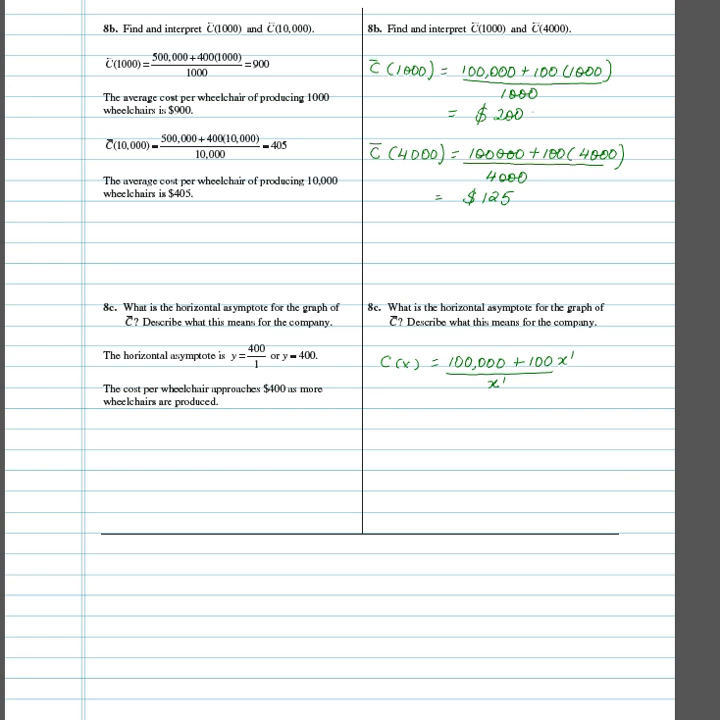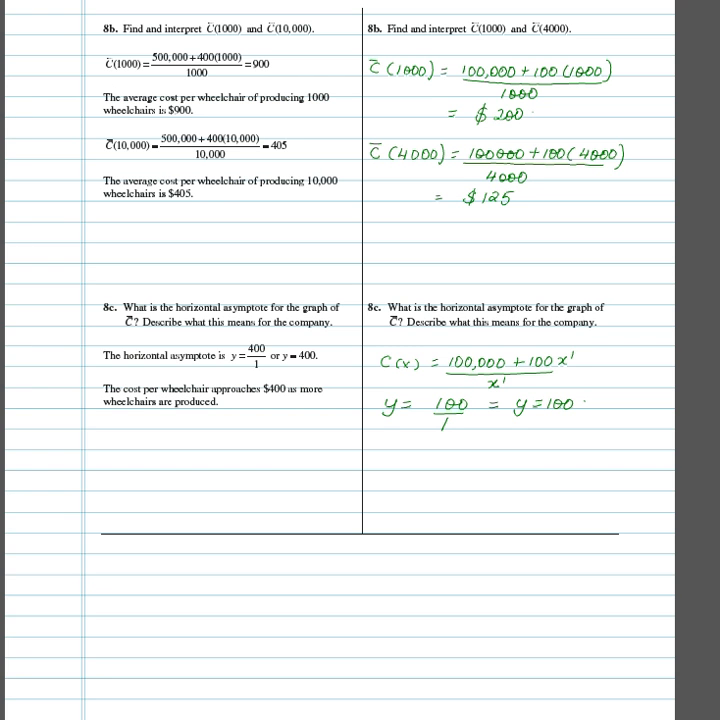The powers of the numerators and the denominators are the same, so my horizontal asymptote would simply be the coefficient of the numerator over the coefficient of the denominator, which is 1. So y is equal to 100 is my horizontal asymptote. So what exactly does this mean?